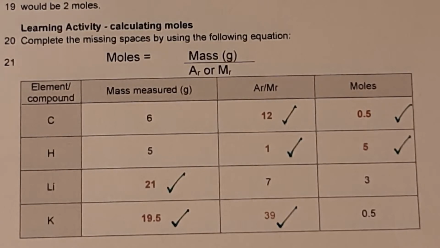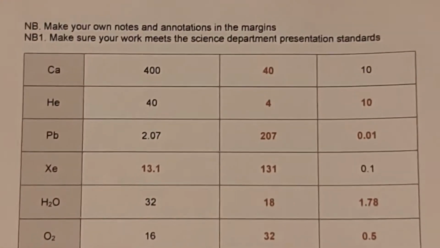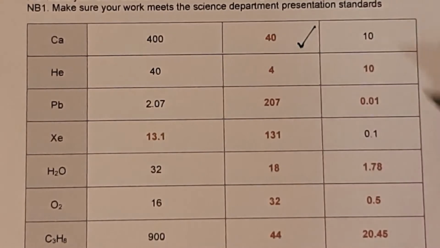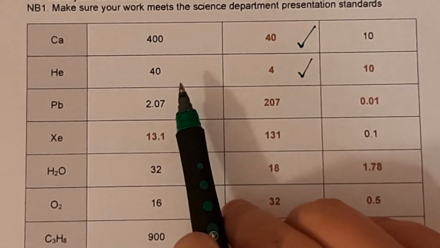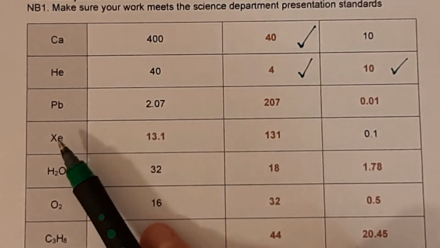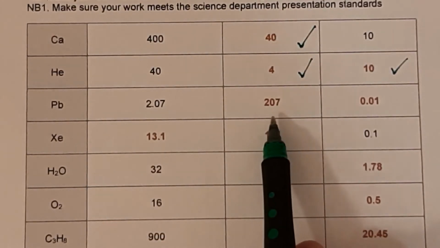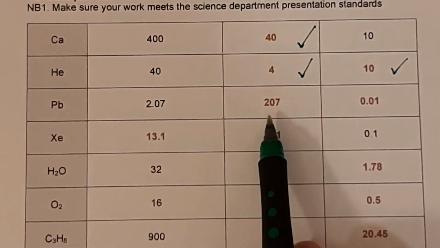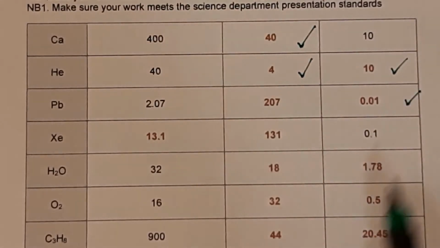Okay, moving on to our next set of results. So calcium, using the periodic table, has a relative atomic mass of 40. Helium has a relative atomic mass of 4, and 40 divided by 4 gives us 10. Pb, which is the symbol for lead, has a relative atomic mass of 207. So 2.07 divided by 207 gives us 0.01, and that's moles.